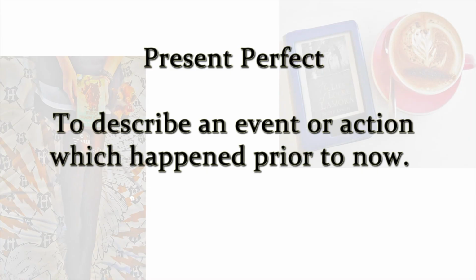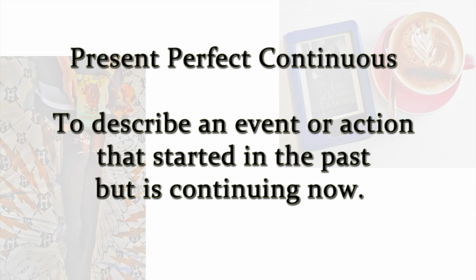3, present perfect. Present perfect is used to describe an event or action which happened prior to the event right now. And finally, number 4, present perfect continuous. This is used to describe an event or action which happened in the past but is continuing right now. I know I sped through that list quicker than the past, but as you can see, it is the exact same meanings but in the present tense rather than the past tense.